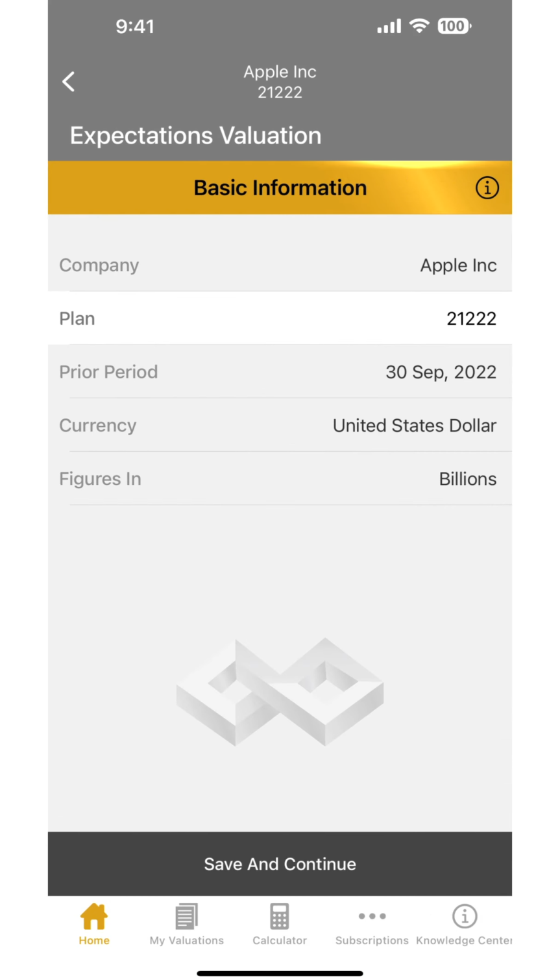In the basic information screen, you can see information like company name, prior period, currency, and number scale are pre-filled in the app. The prior period is usually the prior period ended for which the information is available. The currency is US dollars. Figures are in millions or billions and are set by default.